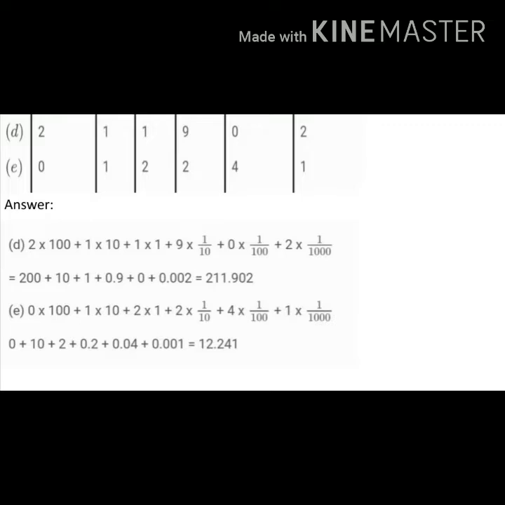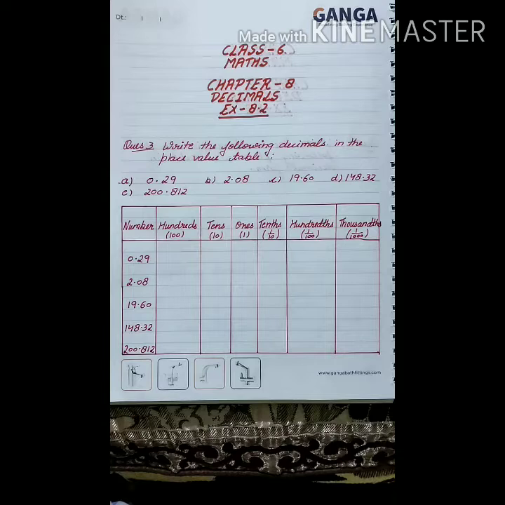D and E parts of this question are your homework. Try to solve. Question number 3. Write the following decimals in the place value table. In this question, we have to write these decimal numbers in this place value table. After observing the numbers, we get to know that we have a maximum of 3 digits to the left and the right of the decimal point.